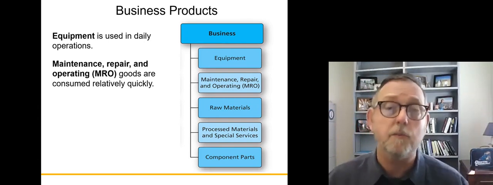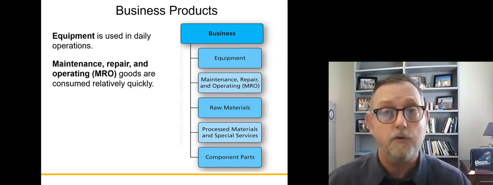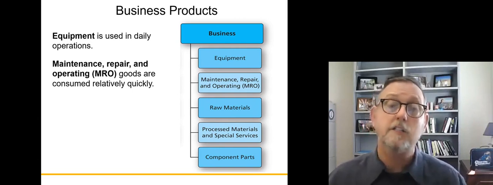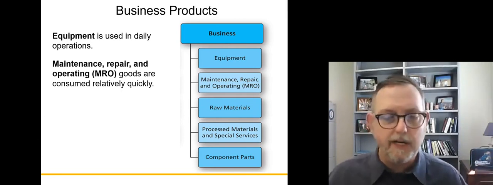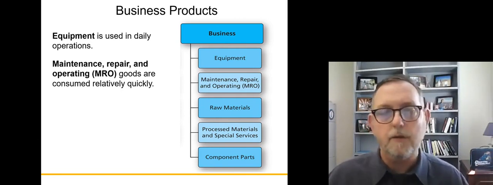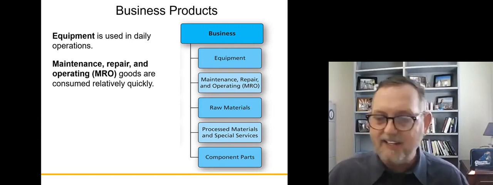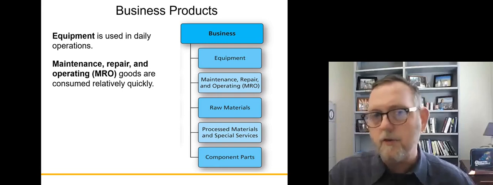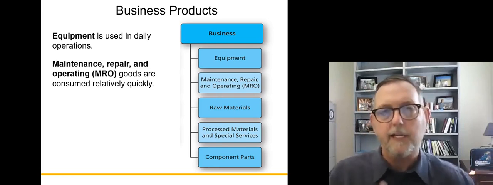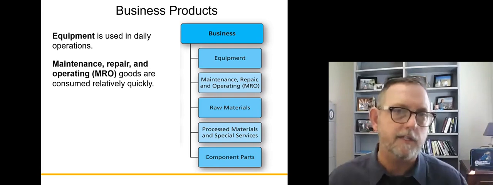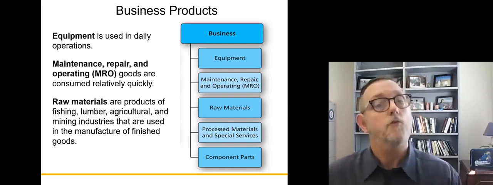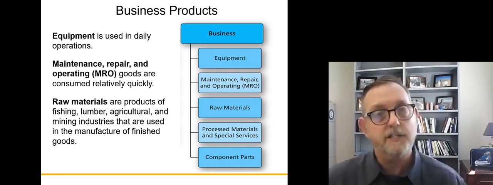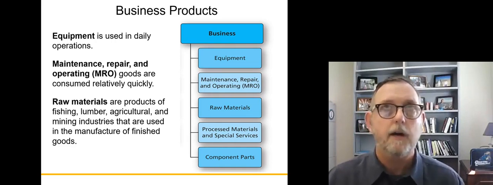MROs, you'll sometimes hear that term, stand for maintenance, repair, and operating. And so MROs, maintenance, repair, and operating goods, are goods that are used in the operations process. So if I'm building something or fabricating something or assembling, I have certain things that I use to keep my equipment running and keep the process running, and I consume them, and I have to buy them on a regular basis to make sure everything runs well. Those are MROs.